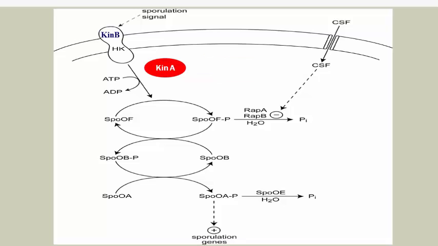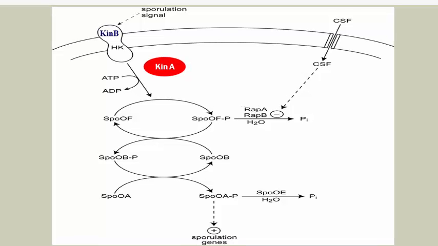The phosphoryl groups from KinB are then transferred to Spo0F, then to Spo0B, and in turn are transferred to the transcriptional activator Spo0A. Spo0A-P, or the phosphorylated Spo0A, stimulates the transcription of sporulation genes.